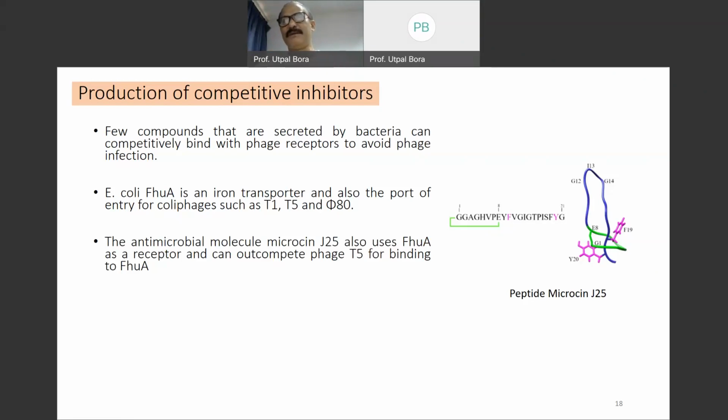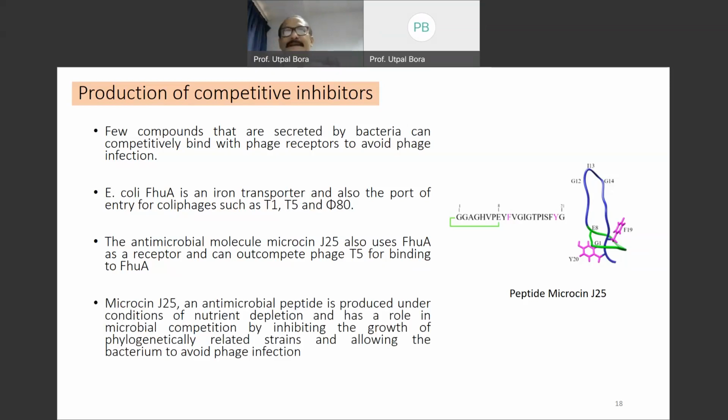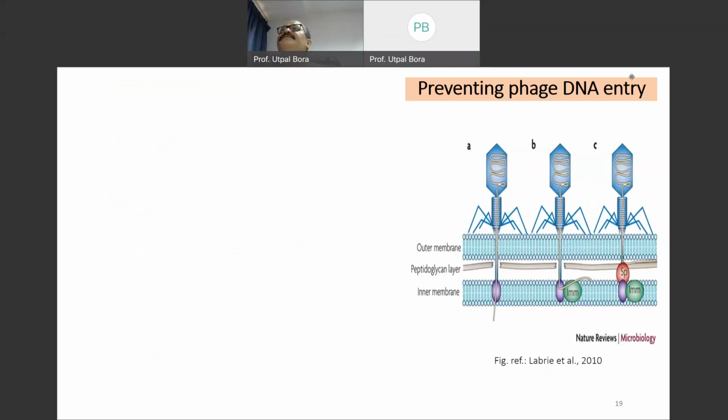So when you put this peptide over here, it will bind to this receptor, and when the receptor is occupied, the phage will be outcompeted in this particular case. The microcin J25 is an antimicrobial peptide which is produced under conditions of nutrient depletion and has a role in microbial competition by inhibiting the growth of phylogenetically related strains and allowing the bacterium to avoid phage infections. Let us go to the next strategy, where the idea is to prevent the entry of phage DNA.